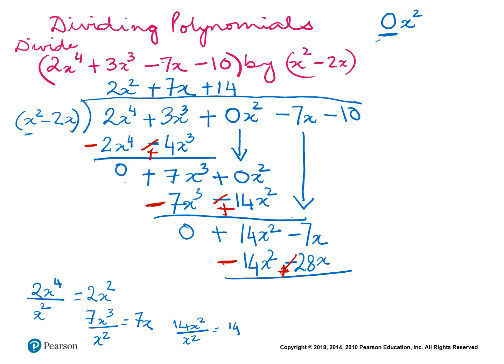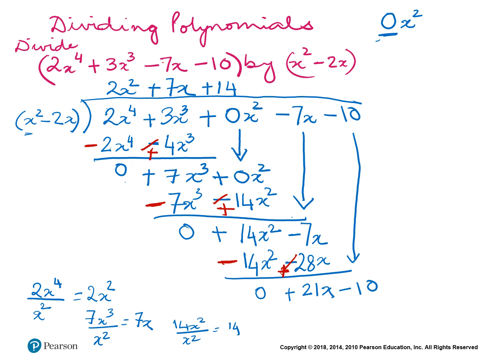So we now have 0. 14x squared minus 14x squared is 0. And minus 7x plus 28x is plus 21x. All right, plus 21x. Bring down the minus 10.